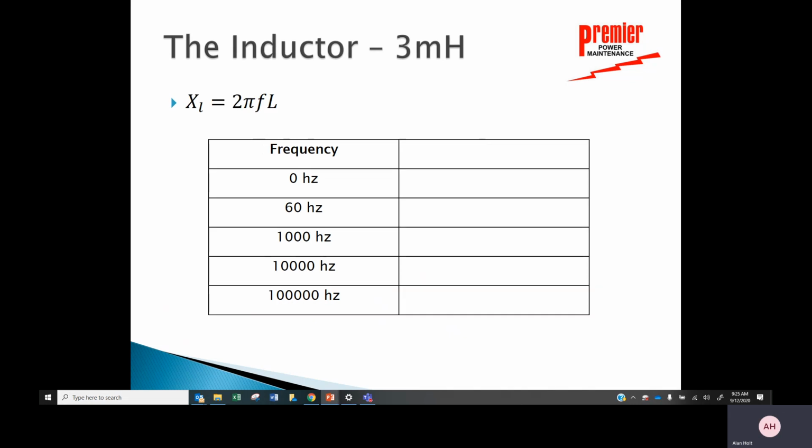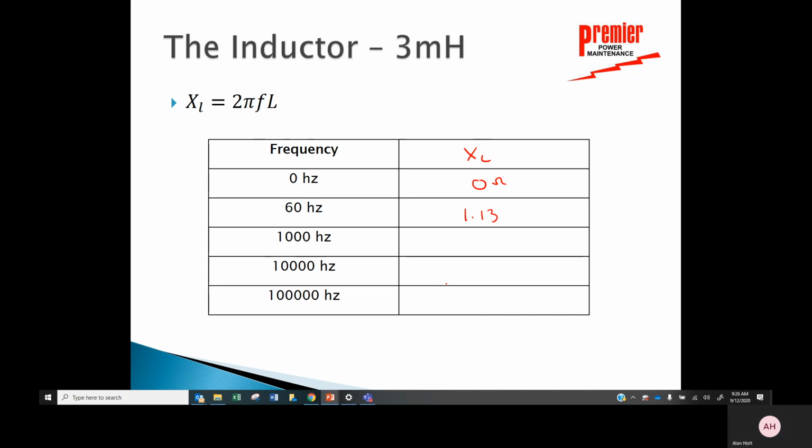So let's look at the inductor. Got a 3 millihenry inductor here. And basically, what's X sub L? Well, X sub L is going to increase with frequency. At 0, it's going to be 0 ohms. But at 60 hertz, 2 times pi, which is 6.28, times 60 hertz times 3 millihenries is 1.13, according to my calculator, if I can read it right here.